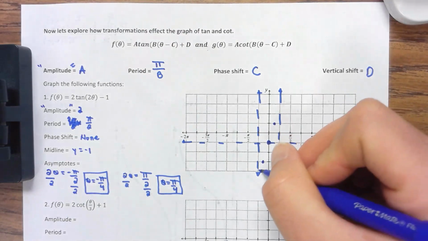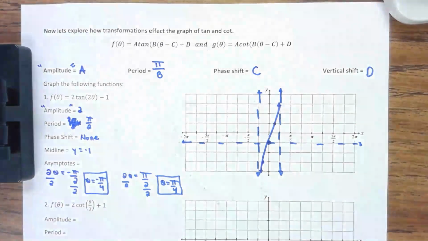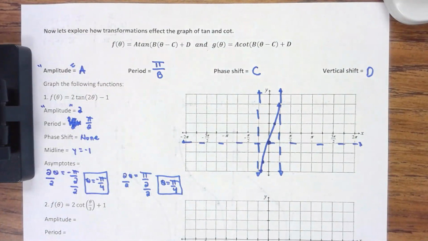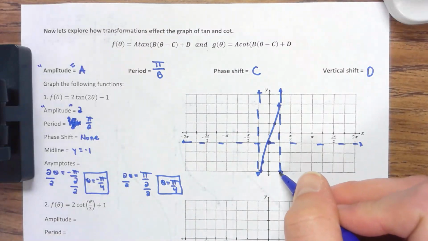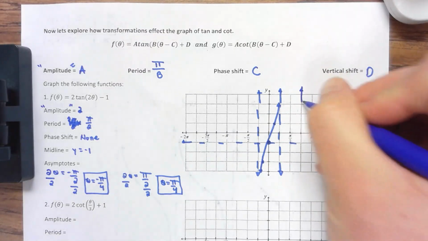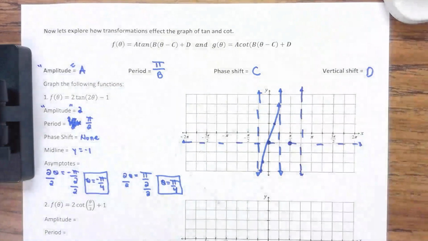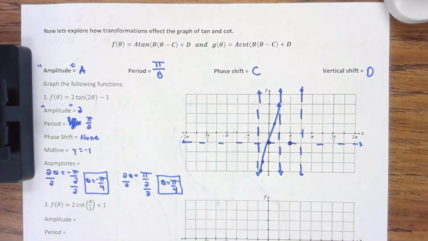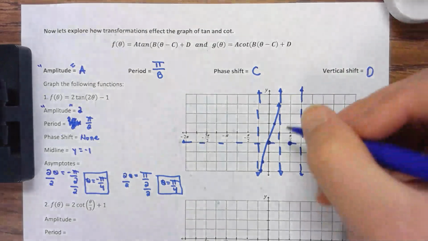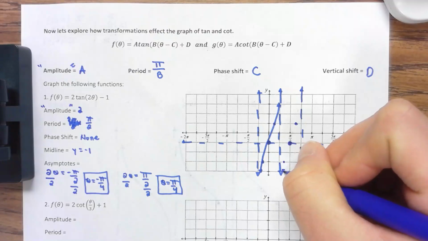And the shape is all the same. This one looks almost like a straight line, but it should have that cubic kind of look to it. Now I can just repeat this graph in both directions. Every 2 squares, which is equal to every pi over 2, I'm going to get another asymptote. Halfway between the asymptotes, we're on that midline. And halfway between the midline and the asymptotes is where we're applying the amplitude, or that vertical stretching.